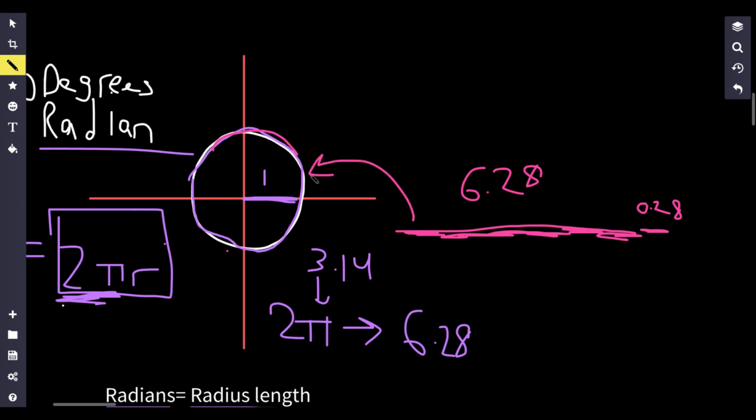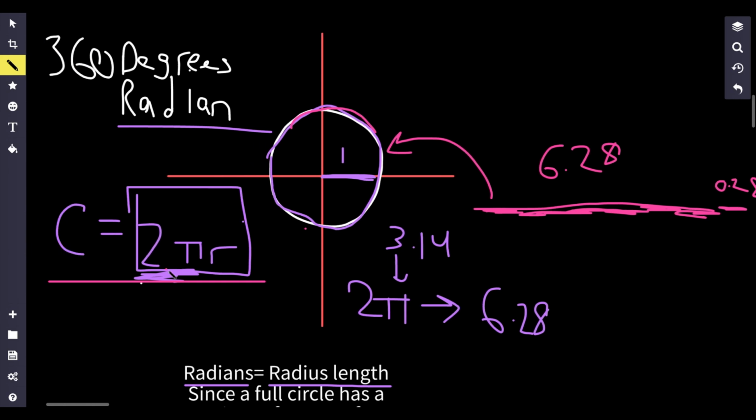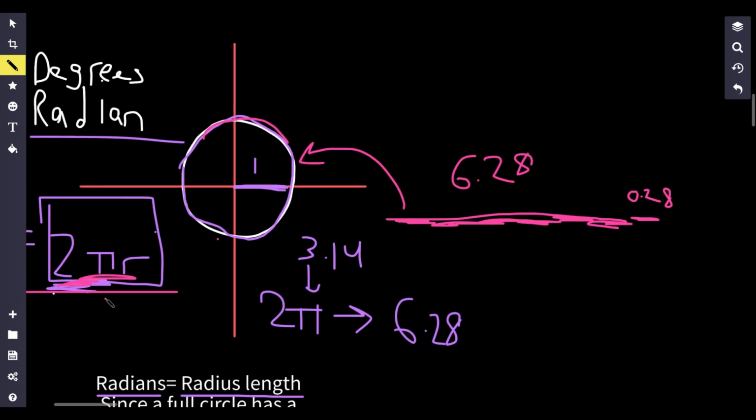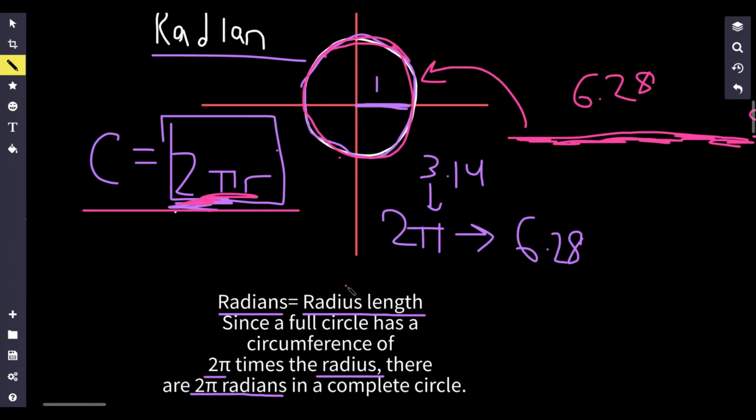So let's say I take this line and wrap it around a circle, and it turns out that it covers the full circle. That's basically the circumference formula. What this 2 pi basically means is that if you take 2 pi, or 6.28, of any radius length and wrap it around your circle, it's going to cover the whole circle.